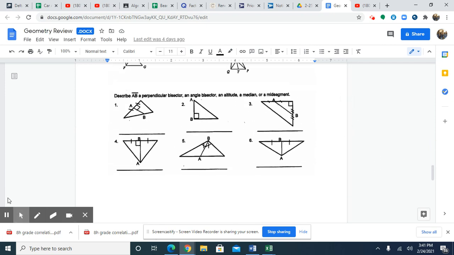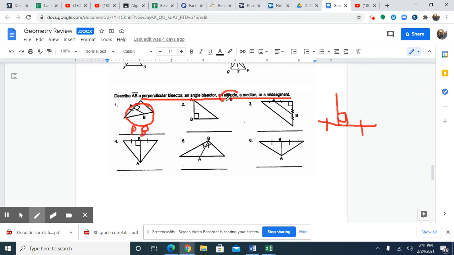Finally, we need to be able to classify each of these segments. So remember, a perpendicular bisector is going to give us a perpendicular line and it's going to split into 2 equal parts. And that's the case here for number 1. So this is a perpendicular bisector. I'm just going to write PB for perpendicular bisector.